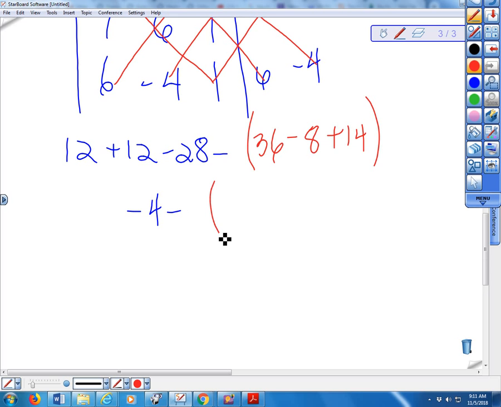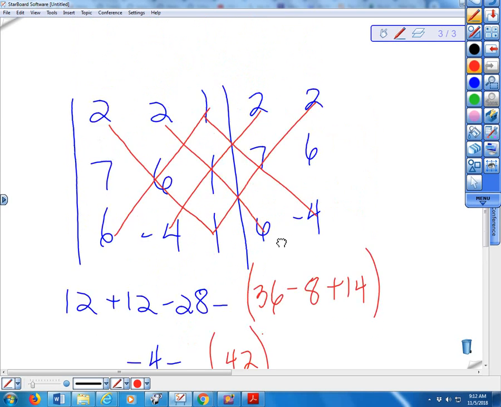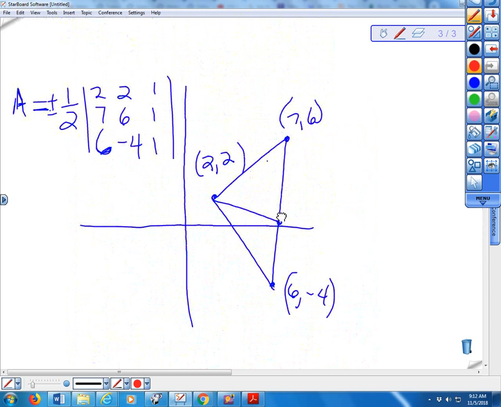And inside here, I have 36 minus 8 plus 14, which is 42. So negative 4 minus 42 is negative 46. Can the area ever be negative? No. This is why it's always plus or minus.